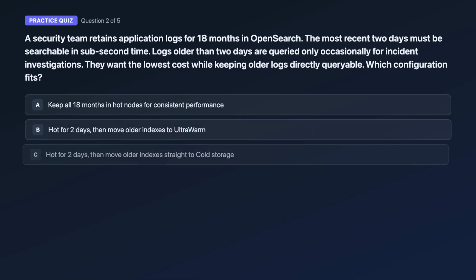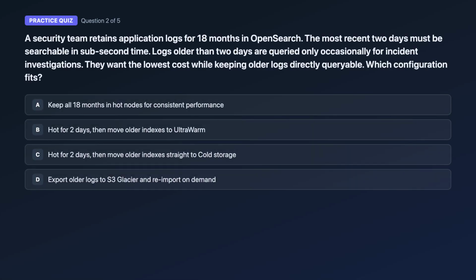Question 2. A security team retains application logs for 18 months in OpenSearch. The most recent 2 days must be searchable in sub-second time. Logs older than 2 days are queried only occasionally for incident investigations. They want the lowest cost while keeping older logs directly queryable. Which configuration fits? Is it A, keep all 18 months in hot nodes for consistent performance?